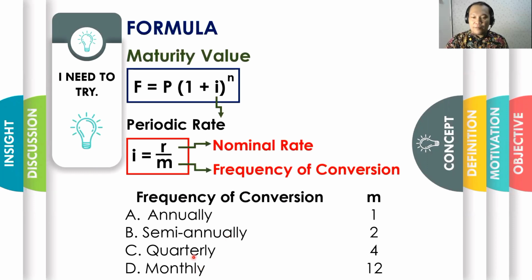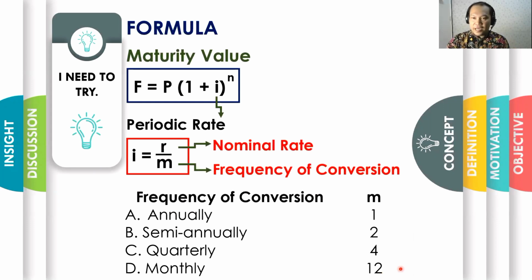And then we also have quarterly, meaning to say for every 3 months, there will be an interest earned. Okay? And the nominal rate will be divided by 4 so that we can have the periodic rate. And the last one, we have monthly, which is every month there will be an interest earned. Okay, therefore, the nominal rate will be divided by 12.